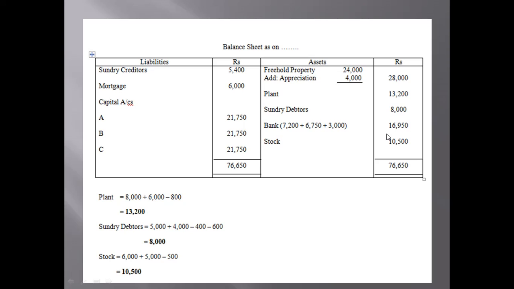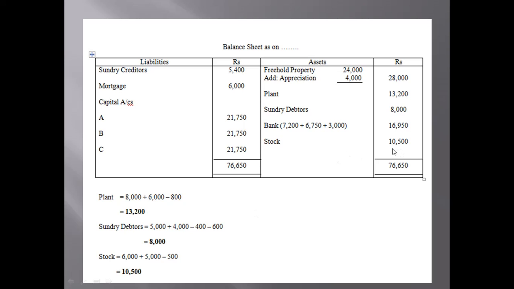After writing bank, we have patents, but as we have seen already in the revaluation account or in the adjustment, patents are written off, which means patents will no longer exist in the firm. So after that, we write stock. Stock is already 6,000, and C is bringing stock of 5,000. So how much will it be? It will be 11,000. From that, 500 should be reduced, and the amount will be 10,500 for stock.